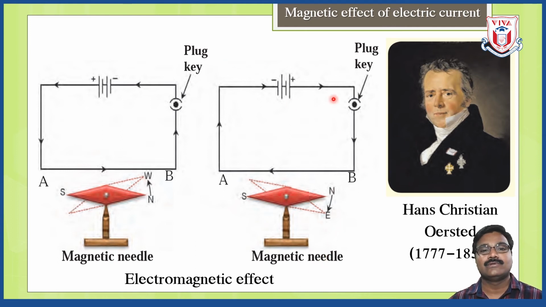He did the experiments many times, and from this he realised that when there is a current carrying conducting wire, it produces magnetic field around it, and the direction of magnetic field depends on the direction of current.